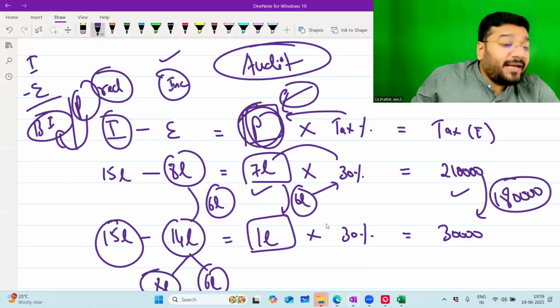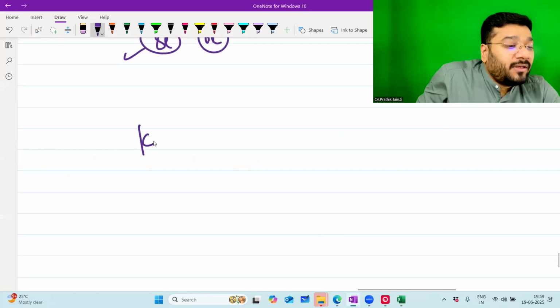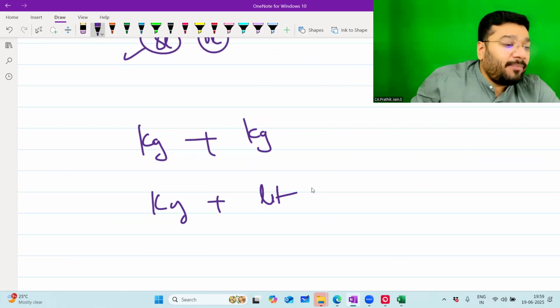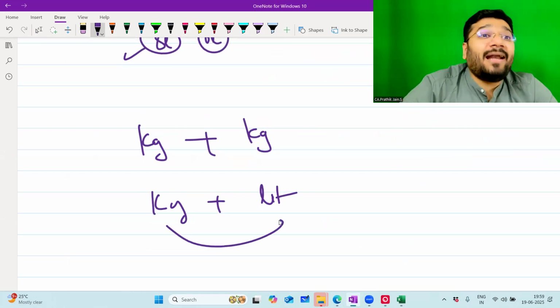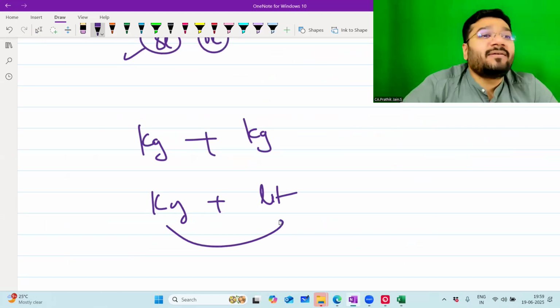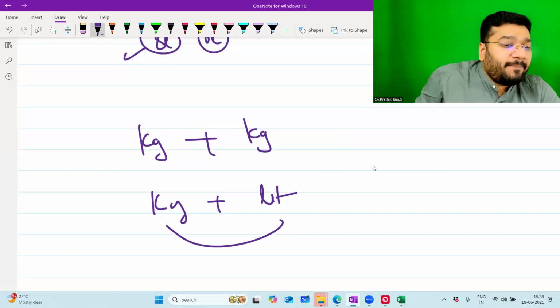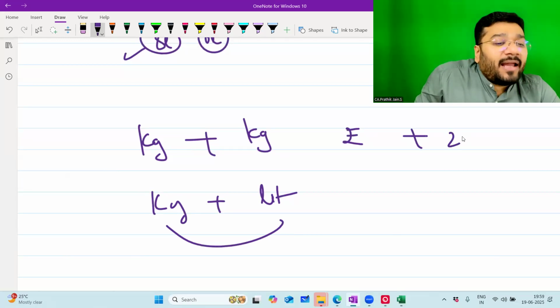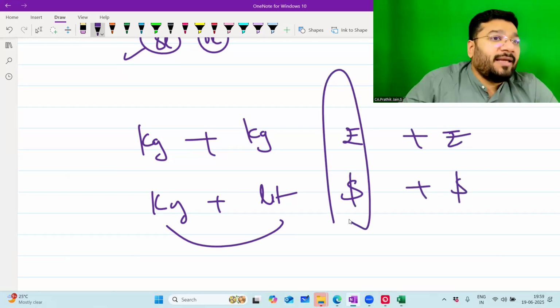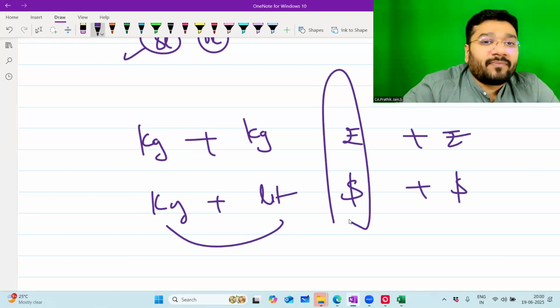We have studied in lower grades, kg can be totaled with kg only. You can't total kg and liters. You can't add up two different units of measurement. For you to add something, the unit of measurement should be the same. Yes or no? Loudly, yes. Similarly, INR and INR could be added. US dollars and US dollars could be added. These both I can't add. In this, any one I should convert into a common denomination.